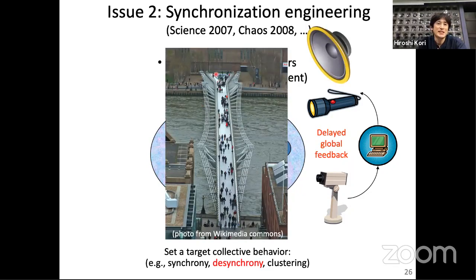For example, you can think of this system. Suppose we have pedestrians on the London Millennium Bridge, and we can observe the pedestrians walking, and maybe we can give a feedback via strong noisy sounds and try to desynchronize the system.